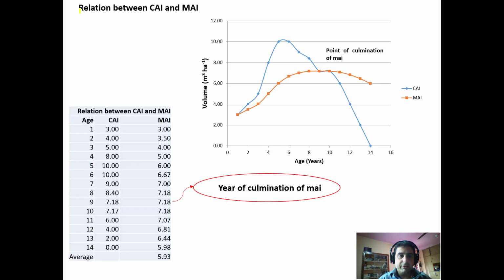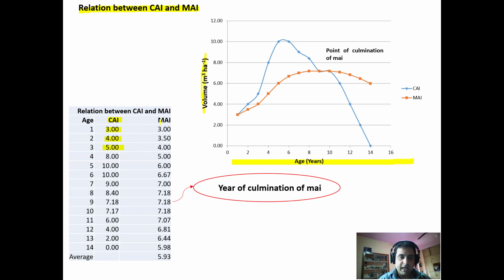So what is the relation between current annual increment and mean annual increment? You can see that here, on the x-axis we have plotted age, and on the y-axis we have plotted volume. This is the age of the tree or a crop from age 1 to 14. The current annual increment for a particular tree is 3 in the first year, in the second year it's 4, in the third year it's 5.